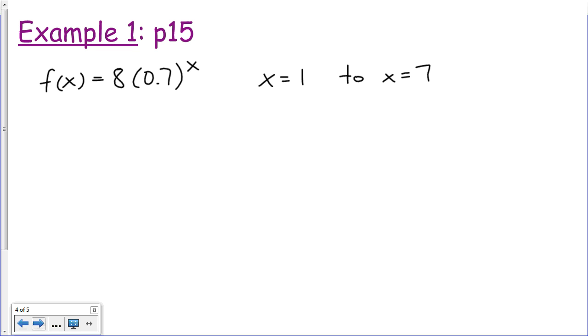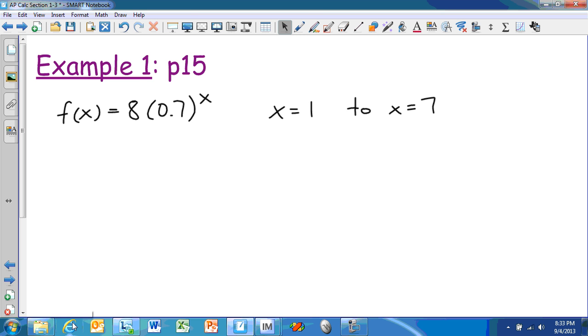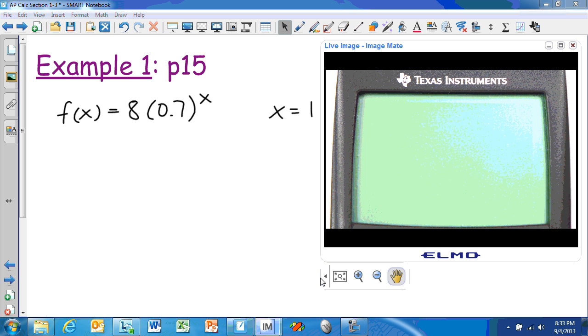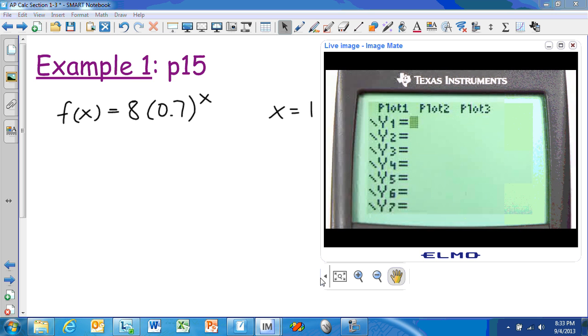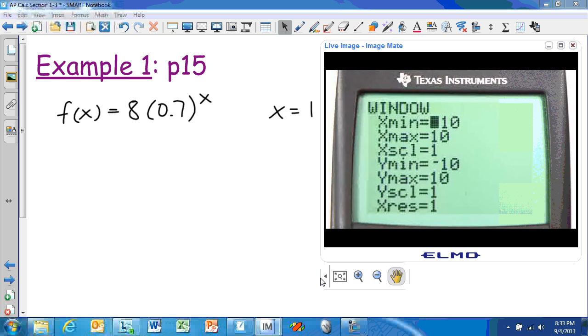All right, so the way that we're going to do this, first thing we need is a graph of our function. So I'm going to grab my calculator here and punch in the equation of this function. So in y1, let's put in 8 times 0.7 raised to the x. They even gave us an interval to consider here. They said we're going from x equals 1 to x equals 7. So I'm going to go to my window, and I'm going to set up my window to go from 1 to 7. And I'll leave my x scale as 1 for right now.